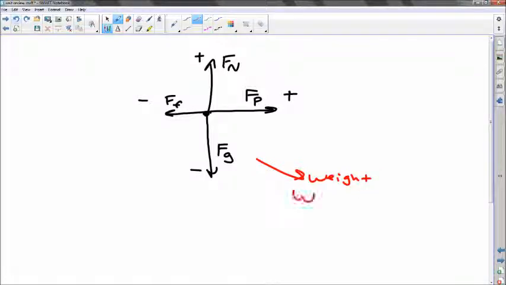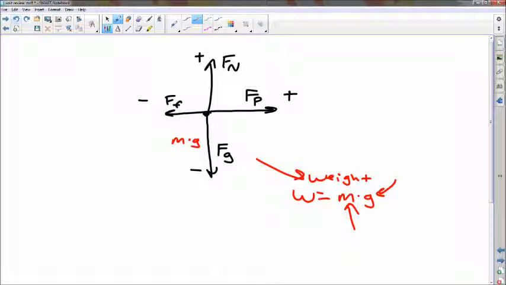And weight is just calculated as m times g, g again being 9.8 meters per second per second. So if you know the mass of an object, then you know what the gravitational force, or the weight, is. So we can actually say that this is just m times g, gravitational force. That's our little shortcut, and it's easy to use.